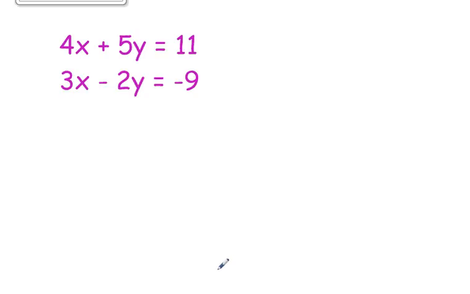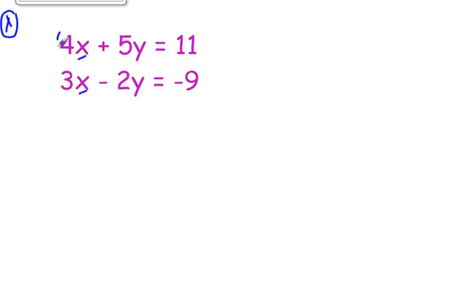Now in this problem, I'm also going to do elimination. It may not be quite so clear to you whether we should eliminate the x or the y variable. So it's really your choice what you want to do. I'll show you how to eliminate the x variable this time. So remember, our goal is to combine our like terms together. So when I combine the x's, I want them to have the same coefficient, the same number in front, but opposite signs so that they cancel.